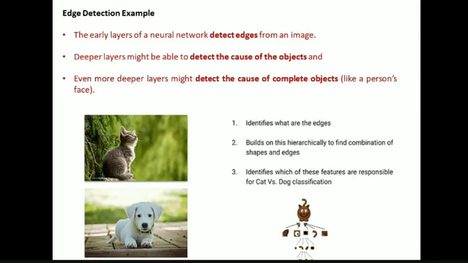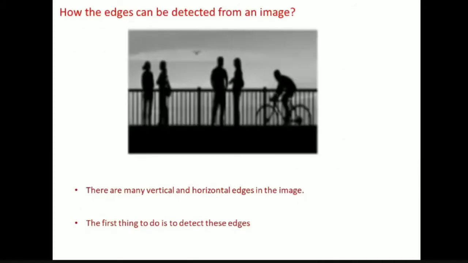Now they are going to combine all these intermediate objects, that is ears, eyes, nose, into a complete object, and finally they detect whether that is a person's face, or a dog's image, or a cat's image. So this is how edge detection is going to work out. Okay, we'll see a more detailed example here.